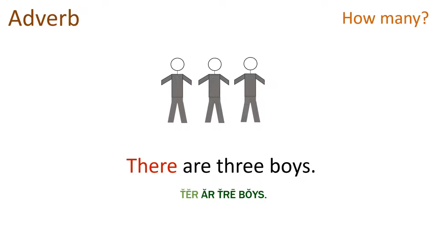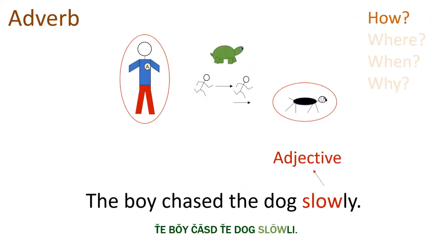The adverb there is also used to answer the question how many, as in, there are 3 boys. Another important class of adverbs are those that are formed from adjectives. Remember, an adjective is a word, like slow, that is used to describe a noun. The adverb is formed by adding the particle "ly" to the end of the adjective. We therefore obtain the adverb slowly. Slowly answers the question how.